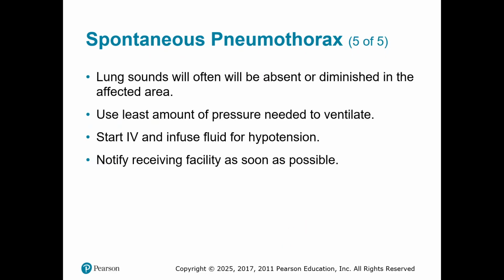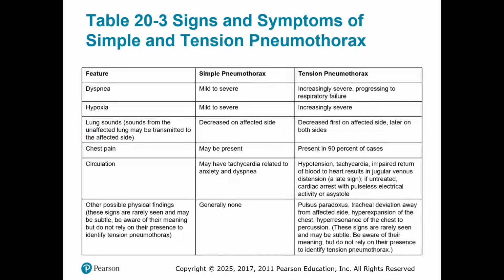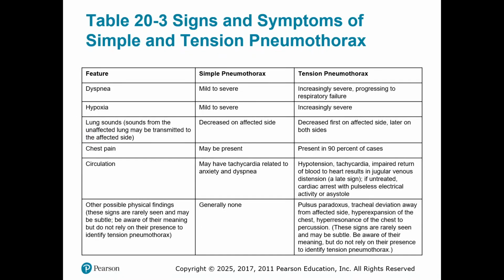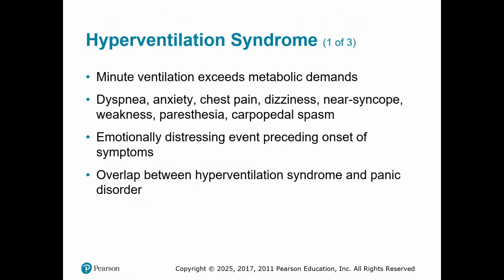And notify that receiving facility, give a good report so they can have the appropriate equipment, like a chest tube and all that, in the room for you when you arrive. Again, these are some signs that tell you the differences between simple versus tension pneumothorax. I'd just be aware of that. I would go through that.